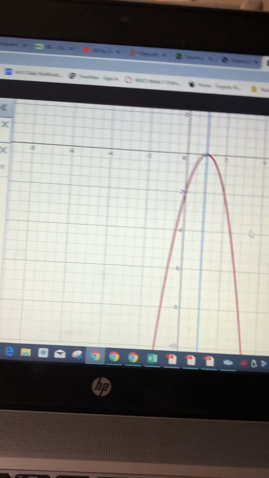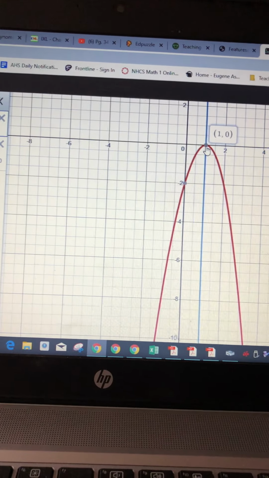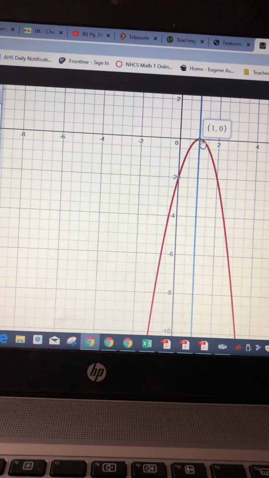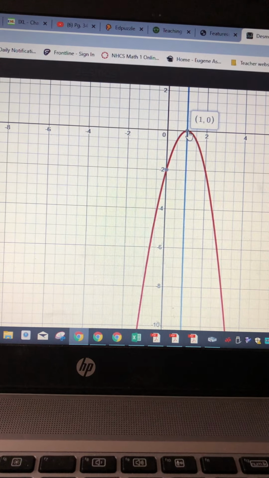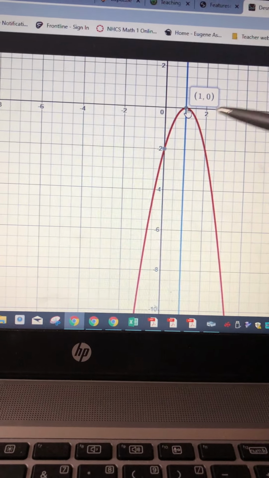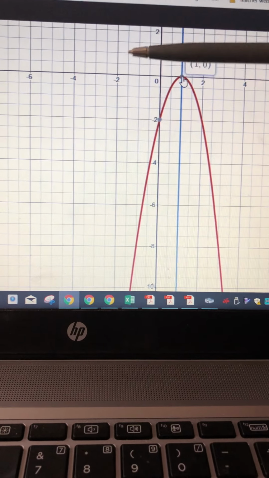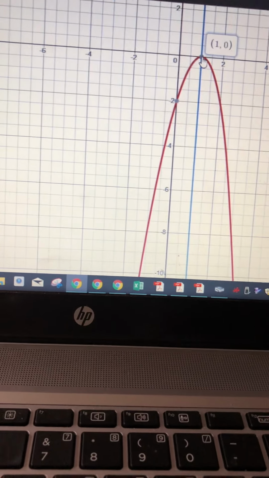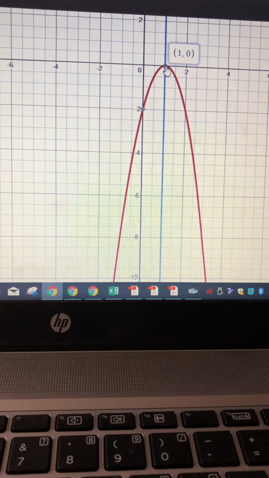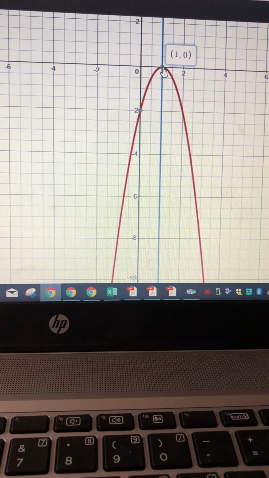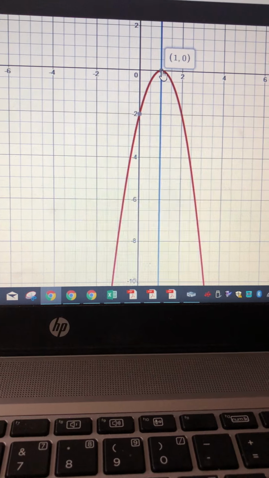And then our range value, so this time we have a maximum. So that means it cannot go higher than this number right here. It has to go lower. And when we talk about range, we're looking at that y value, which is our 0. So we have to say that all of our numbers are less than 0 on the y-axis. Now it could equal 0 because 1, 0 is our turning point, so that's still a point.